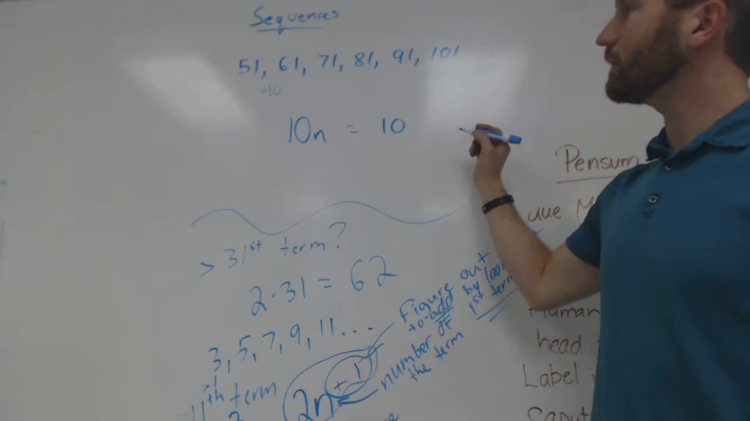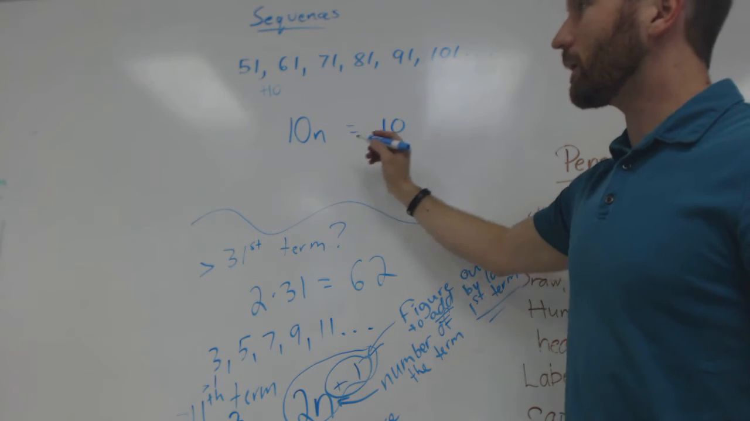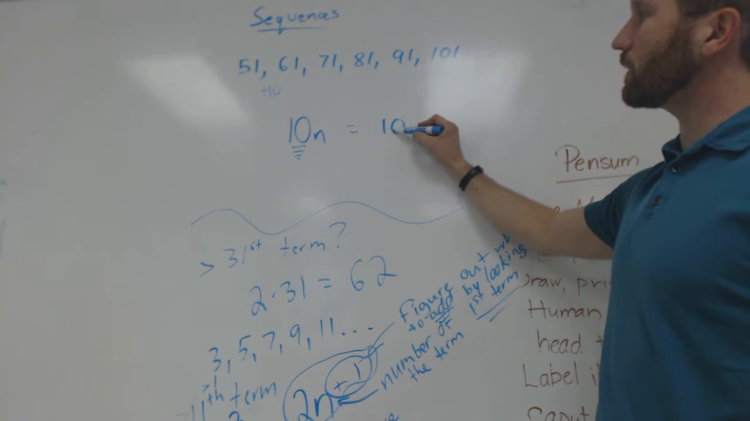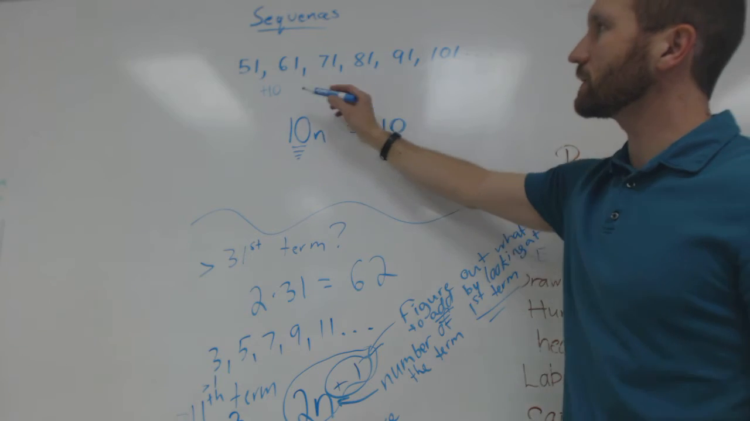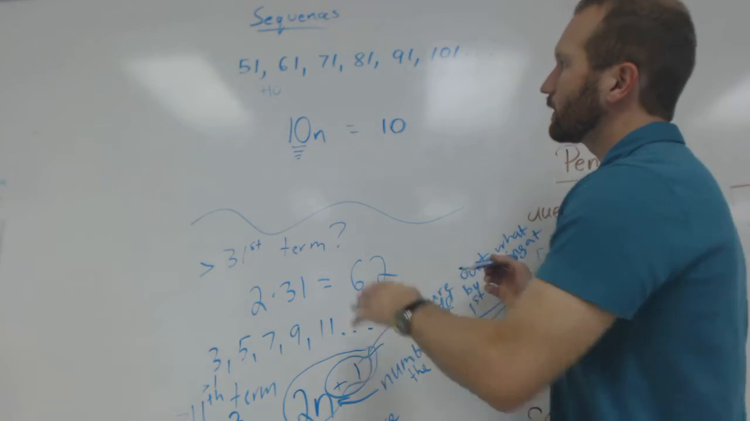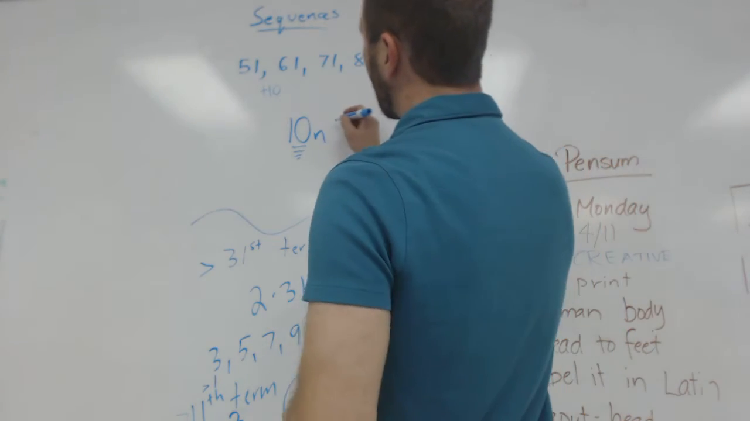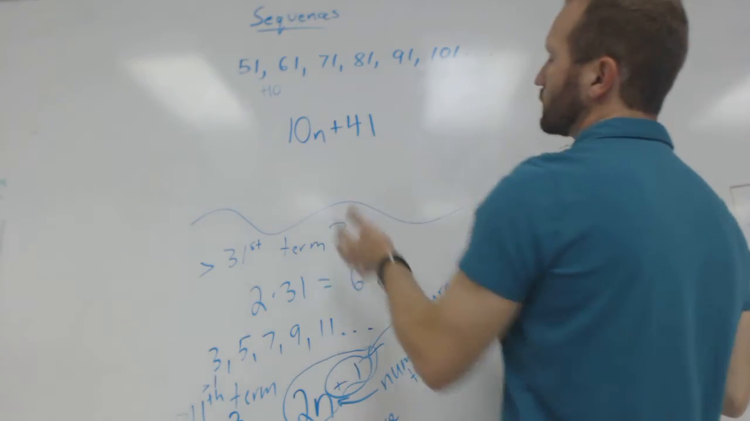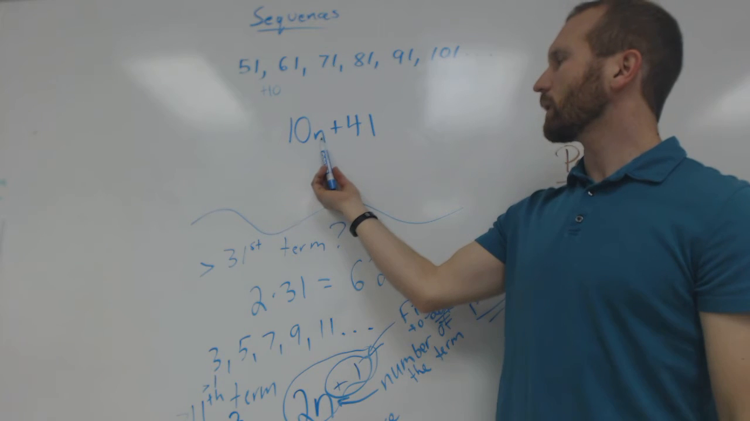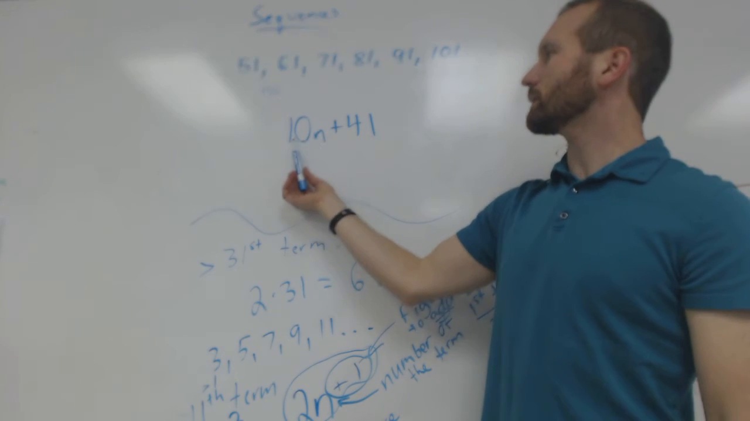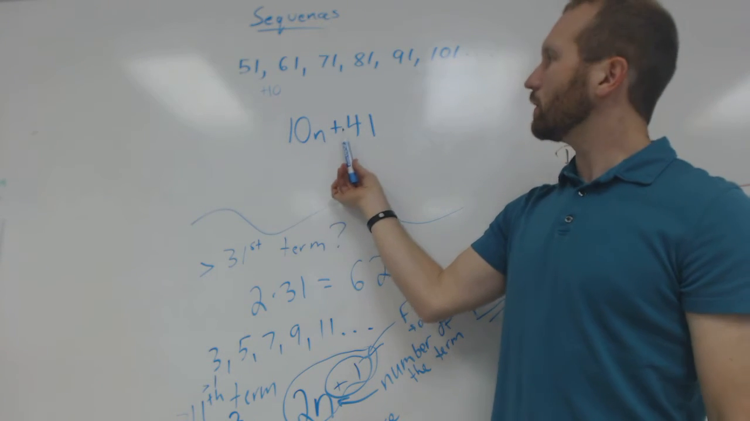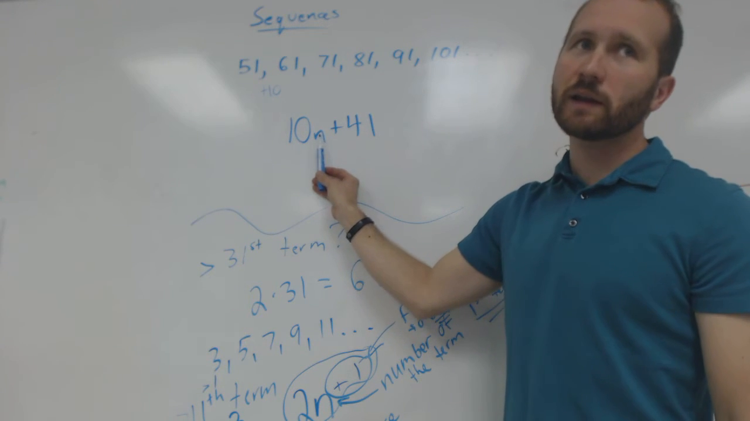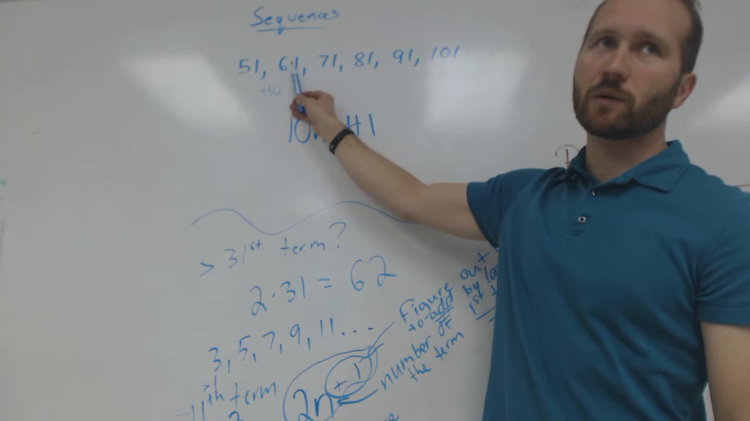Okay, 10n plus 1. No, I'm not going to change this. I have to figure out the difference between what this says my first term is and what it actually is, and that is 41. So I need to add 41 in order to get it. So now if I say first term, 51, right? 10 times 1 is 10, plus 41 is 51. Second term, 10 times 2 is 20, plus 41 is 61.